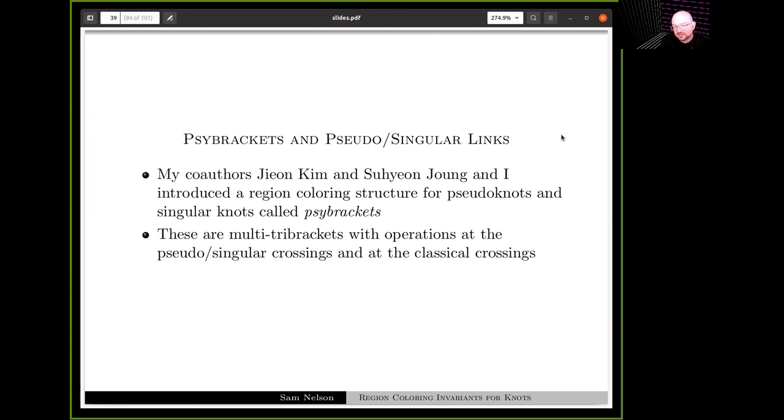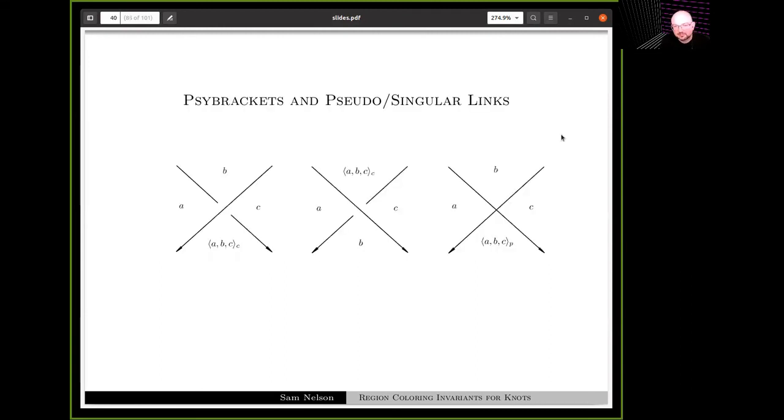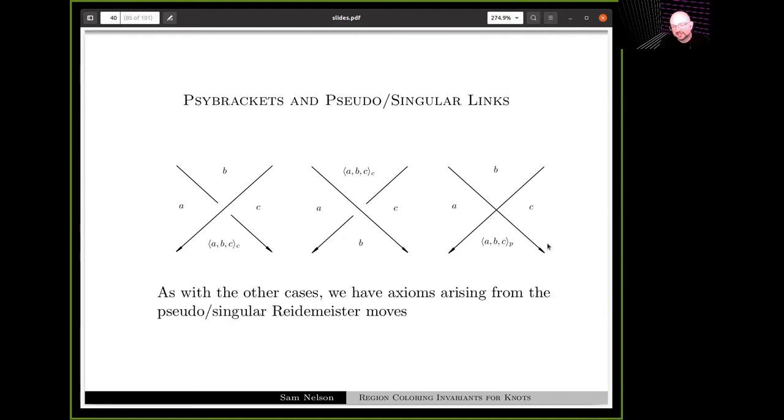So a psi bracket is a multi-tri-bracket where you have a classical crossing tri-bracket operation, and then you have a pseudo or singular crossing tri-bracket operation. For this paper, we decided to go with the vertical notation. So here are the classical tri-bracket operations, and this is the pseudo tri-bracket operation. And as in the other multi-tri-bracket cases, we have axioms relating these algebraic structures that come from the Reidemeister moves that relate the combinatorial crossing types.